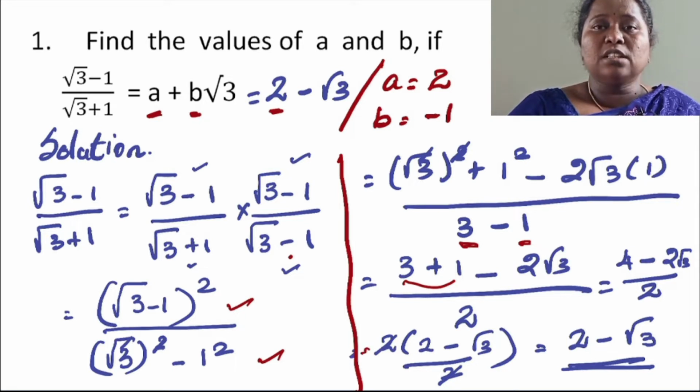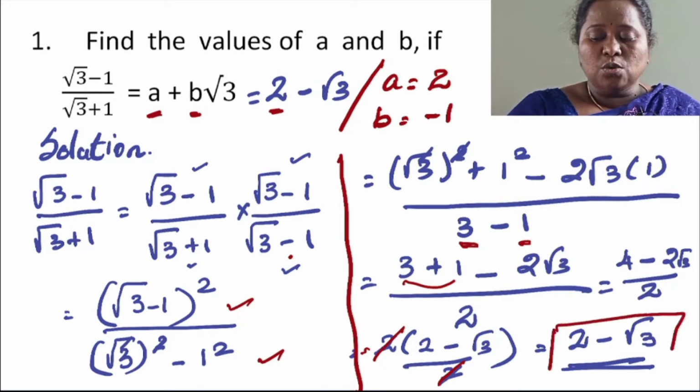So, I have taken the 2 as a common term. The rest I can have 2 minus root 3 divided by 2. So, this numerator 2 and denominator 2, that common term will be getting cancelled. Then I got 2 minus root 3.